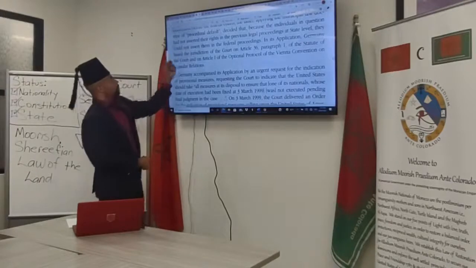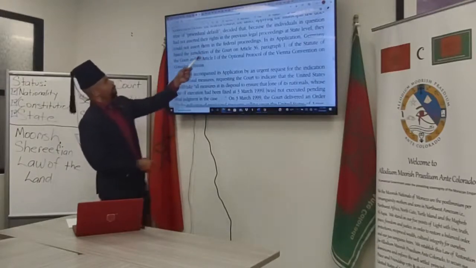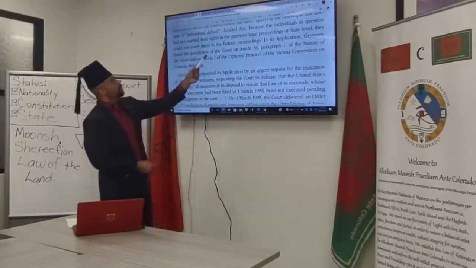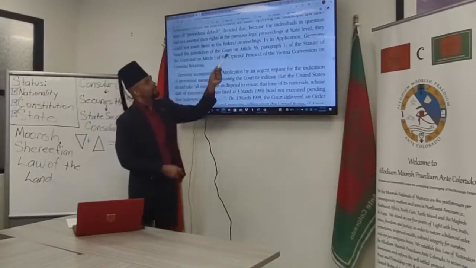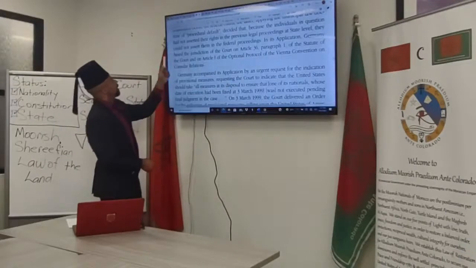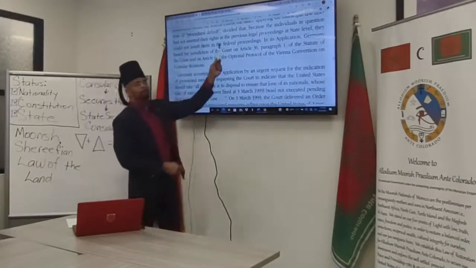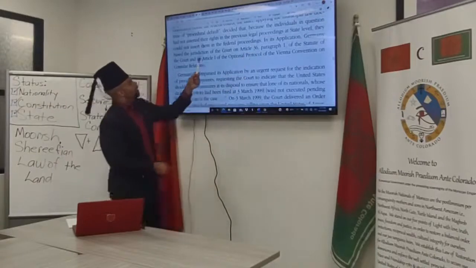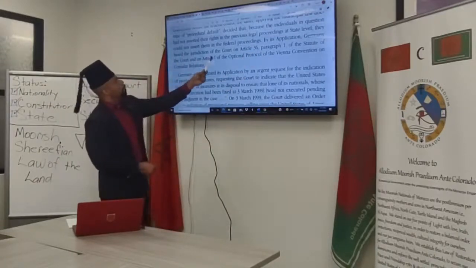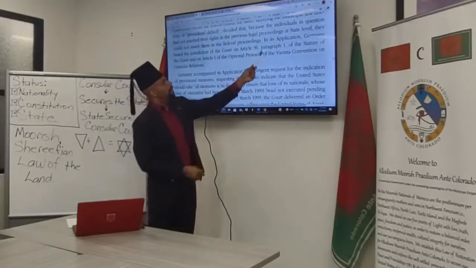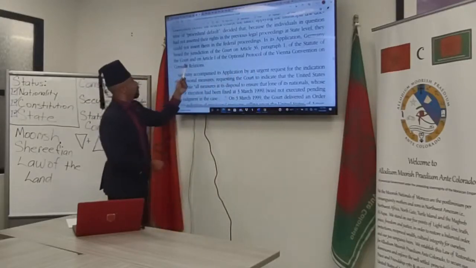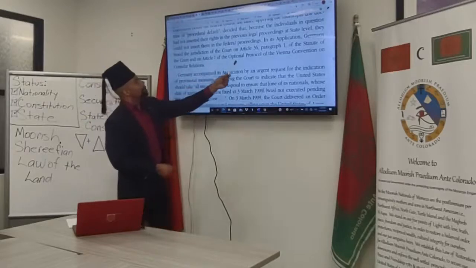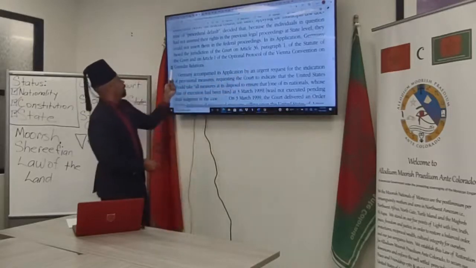So from here, the procedural default decided that because the individual in question had not asserted their rights in the previous legal proceedings at state level, they could not assert them in the federal proceedings. In its application, Germany based the jurisdiction of the court on Article 36, Paragraph 1 of the Statute of the Court, and on Article 1 of the Optional Protocol of the Vienna Convention on Consular Relations.